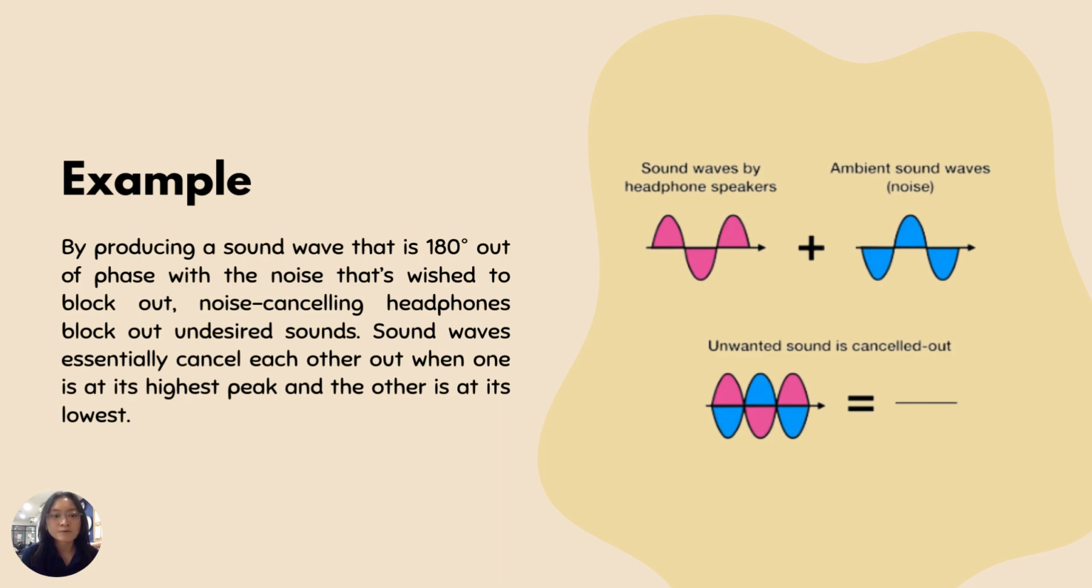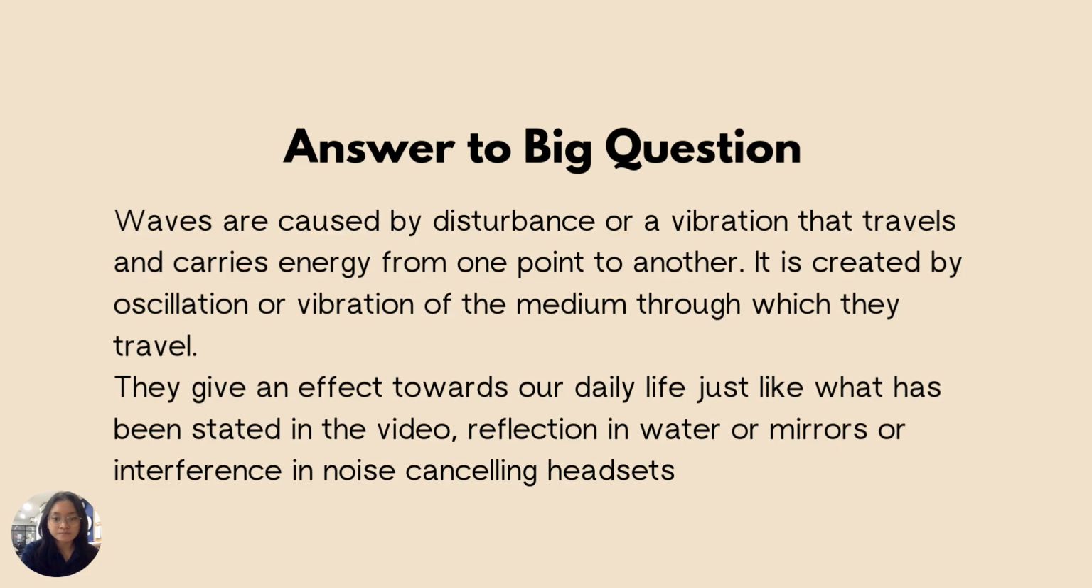An example is noise cancelling headphones, which block out unnecessary sound by producing a sound wave that is 180 degrees out of phase with the noise. The sound waves essentially cancel each other, as one is at its highest peak and the other is at its lowest. The example is on the right. The pink waves show the sound waves from the headphone speakers, and the blue shows the ambient sound waves, which is the noise. Because they meet in a straight line, it becomes equilibrium, so the unwanted sound is cancelled out.